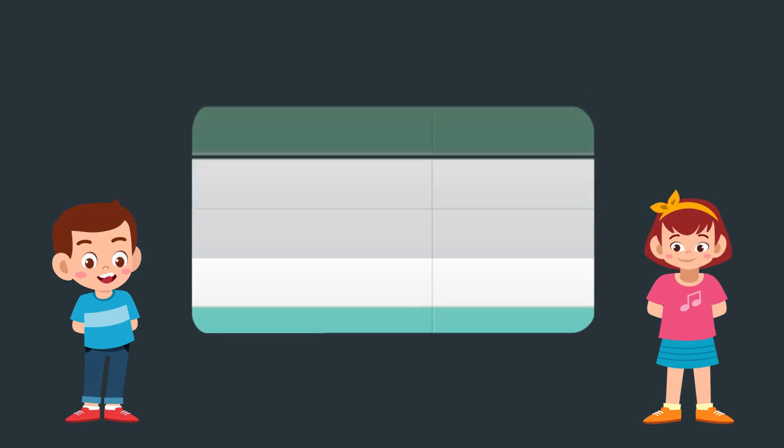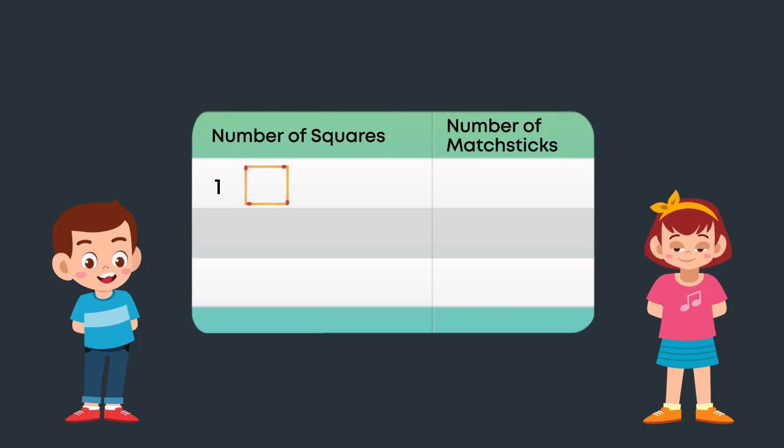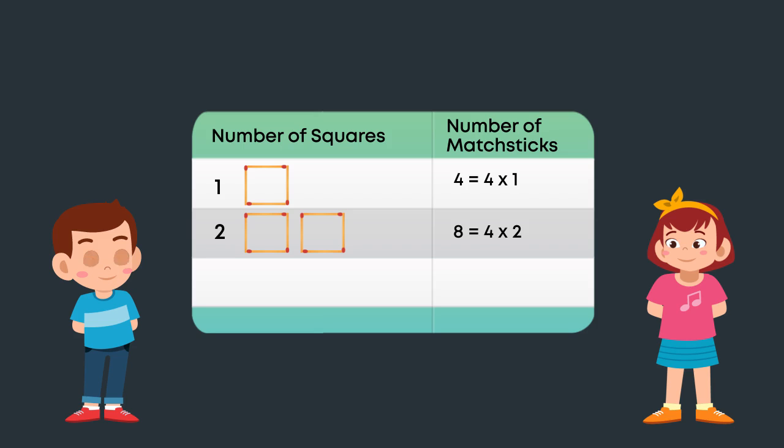Can you see that there's a pattern here? For 1 square we needed 4 matchsticks. This can also be written as 4 times the number of squares, which is 4 times 1. That's correct, Rahul. Now for 2 squares we took 8 matchsticks. This means we needed 4 times the number of squares, which is 4 times 2. You are right.